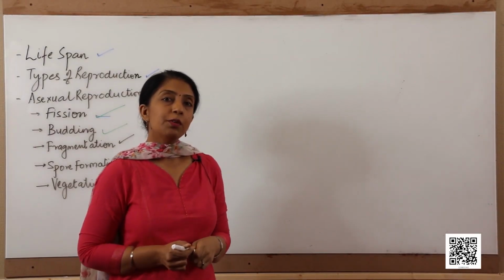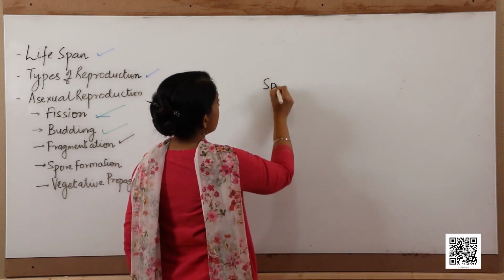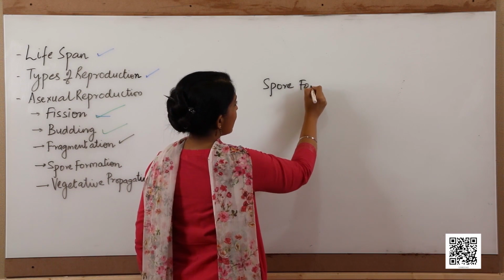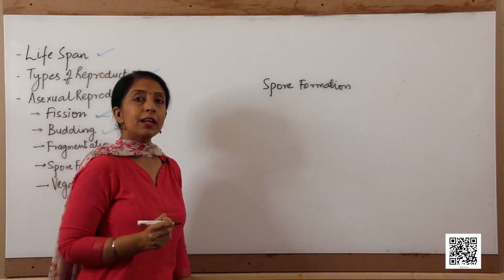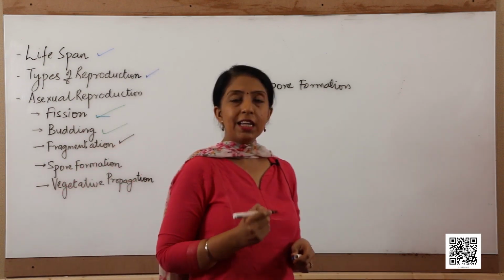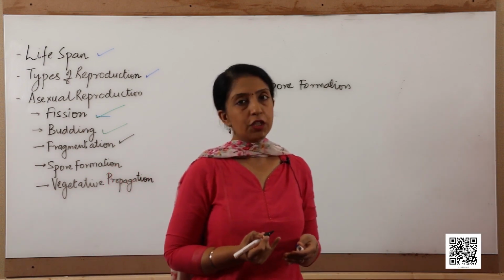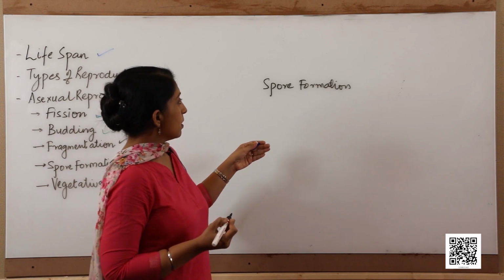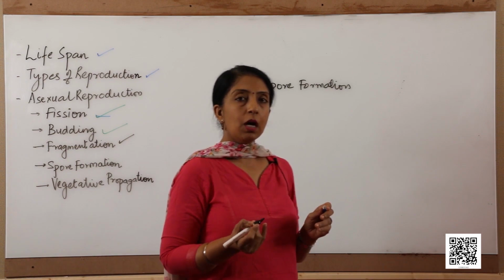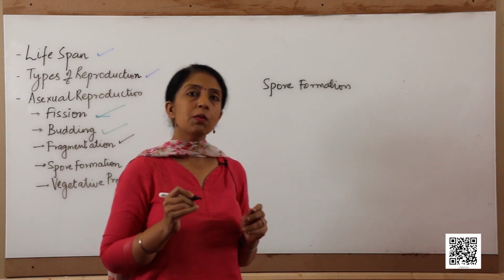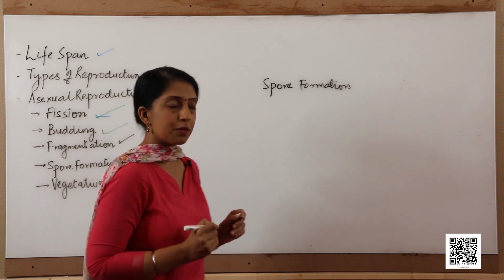Next type of asexual reproduction is spore formation. Spores are thin-walled, single-celled propagules, and they are basically found in organisms belonging to Monera, Protista, algae, and fungi. Spore formation is of many types. There are many different types of spores that are formed. We'll be discussing a few of them just to understand how they facilitate asexual reproduction in these organisms.